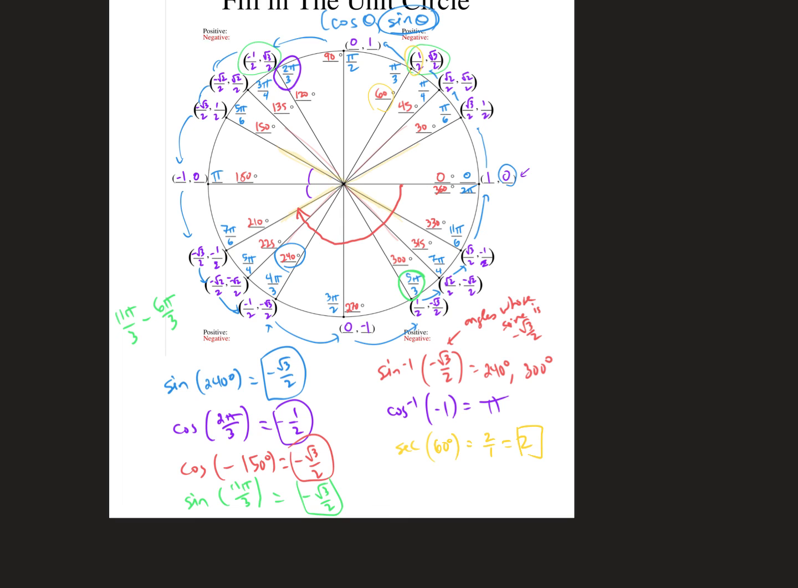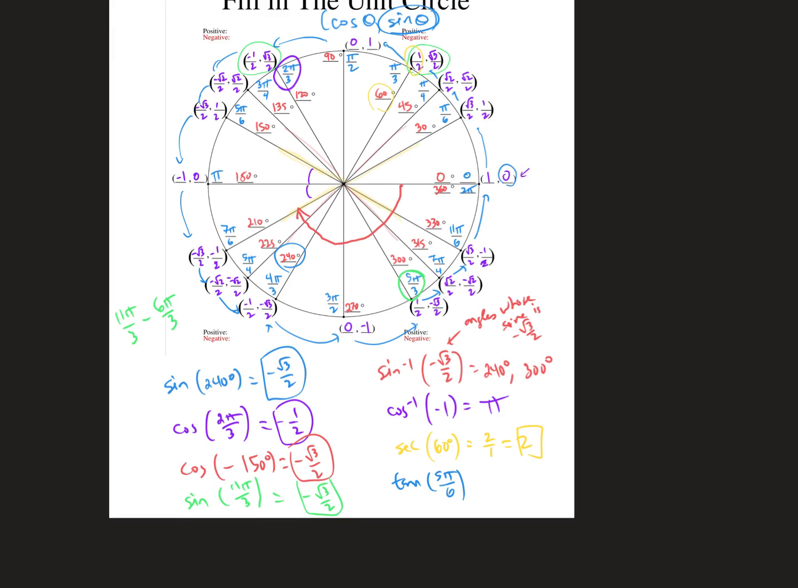Cosecant would be the flip of sine. So if I asked you to find the cosecant, you would actually find the y value and flip it. Now, last example, tangent. Tangent and cotangent are a little strange because they're not on the unit circle, and they're not just flips of things in the unit circle like secant and cosecant are.